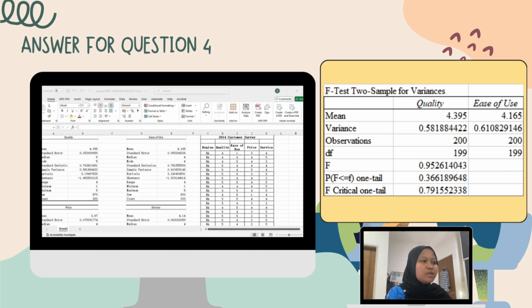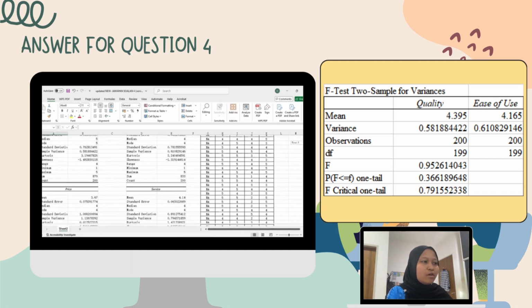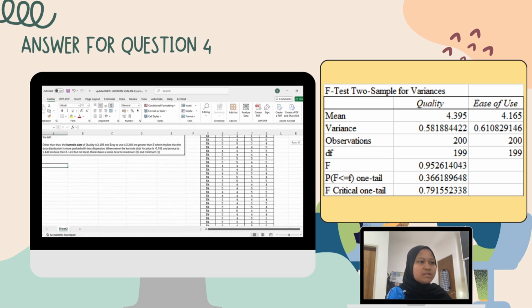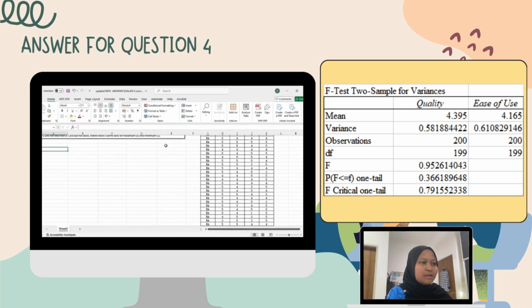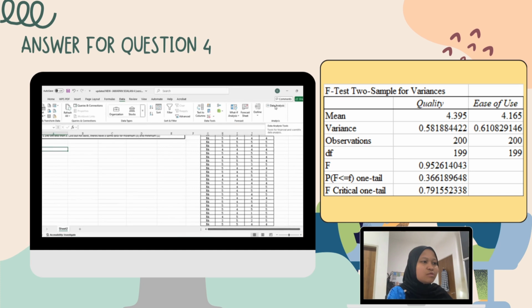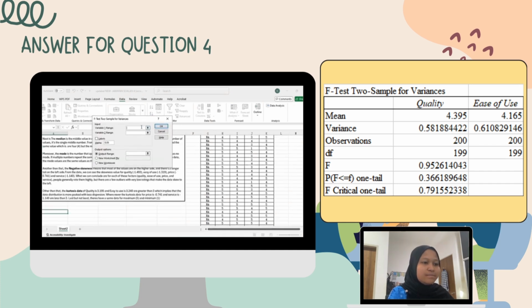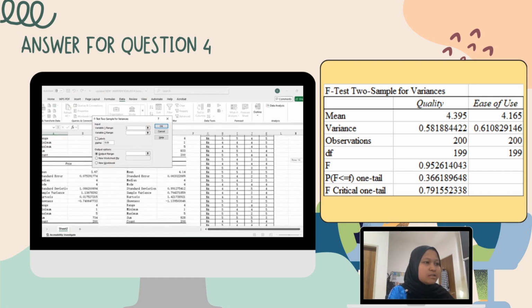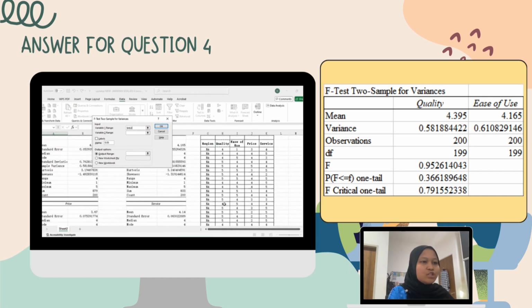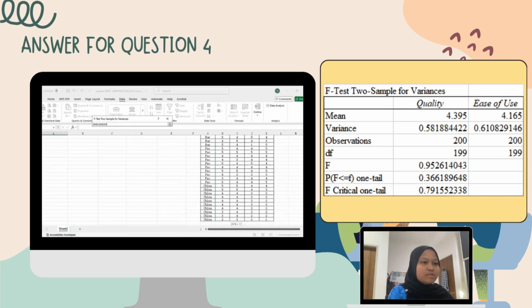Okay, how we can conclude the data for the F-test two-sample for variances is, first you go to the data, and then you go to the data analysis, and then you pick the F-test two-sample for variances. So for the variable 1 range, you put the data for the quality. Okay, put all the data, and then for the variable 2 range, I pick the ease of use.